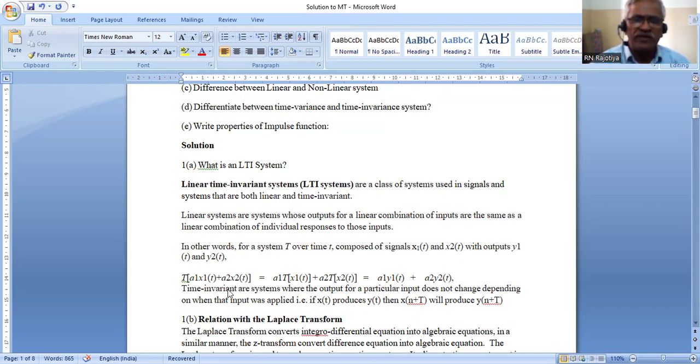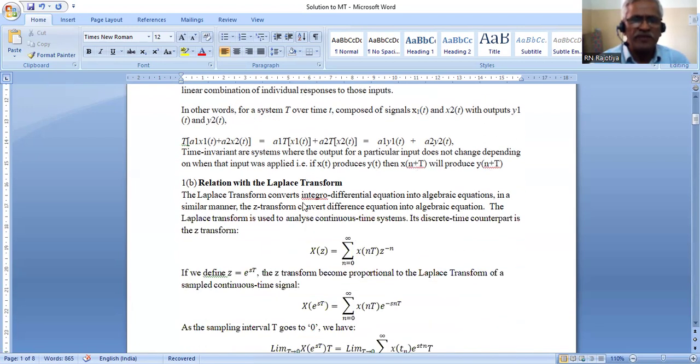Now the second is time invariance. These are systems where the output for a particular input does not change depending on when that input was applied. That is, if x(t) produces y(t), then x(t plus n) will produce y(t plus n). So this is how you need to write the answer for linear and time invariant systems.